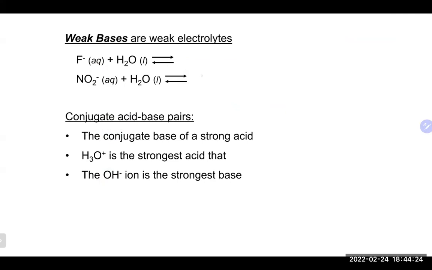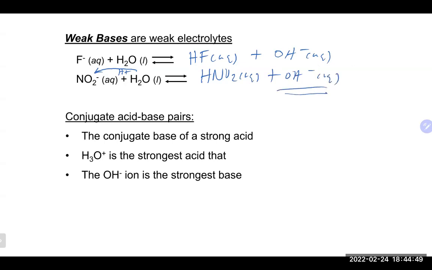F minus, for example, is a weak base. When it reacts with water, it will produce hydrofluoric acid and some hydroxide. Likewise, NO2 minus takes the H plus from water and produces some nitrous acid and some hydroxide. So again, these guys are able to produce hydroxide, which makes them a classification of a base.